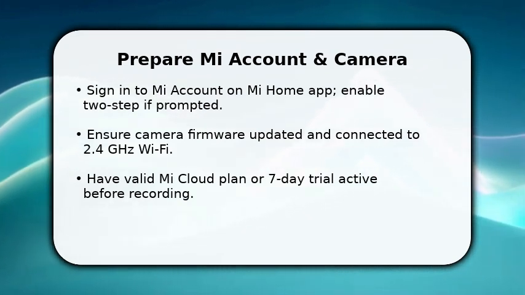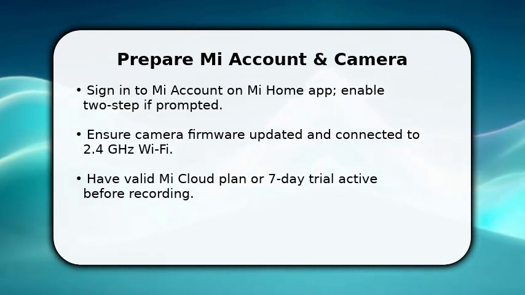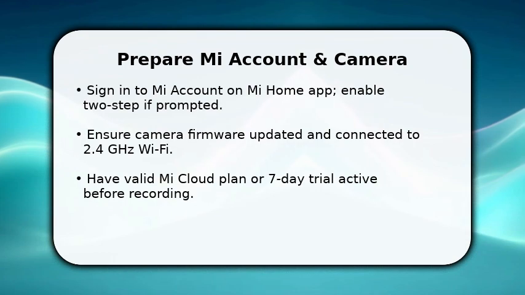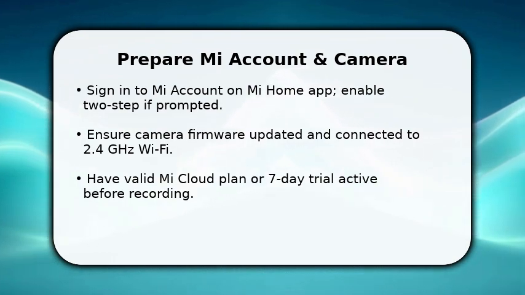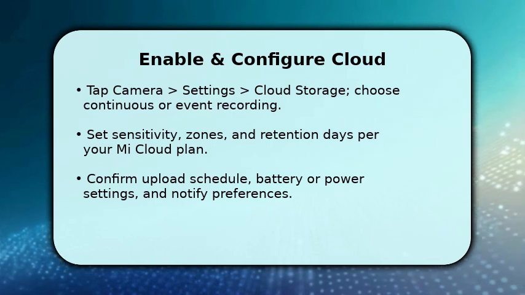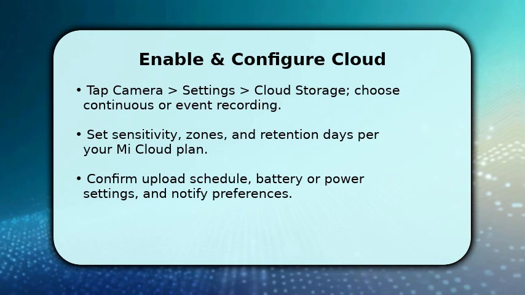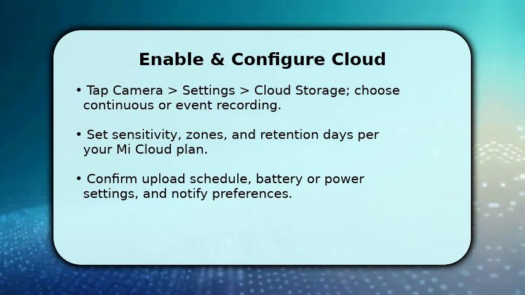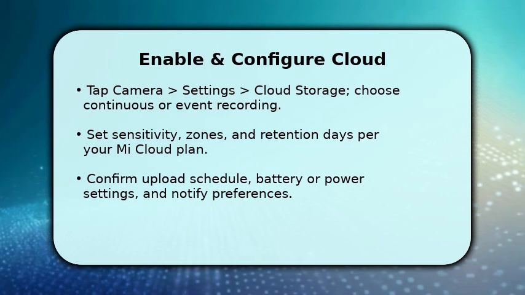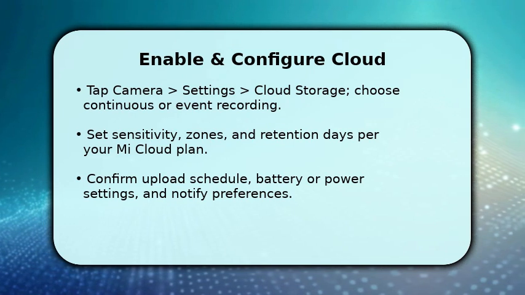You're beginning the only supported flow, so proceed when the app shows the camera online and ready to bind to cloud services. Now enable cloud storage and choose recording mode: continuous for constant backup, or event recording to save space and focus on motion. Once selected, configure motion zones and sensitivity so you only store meaningful clips. This reduces upload volume and cost.